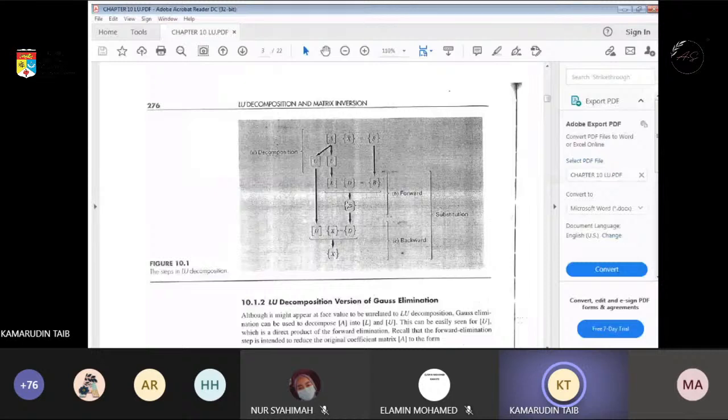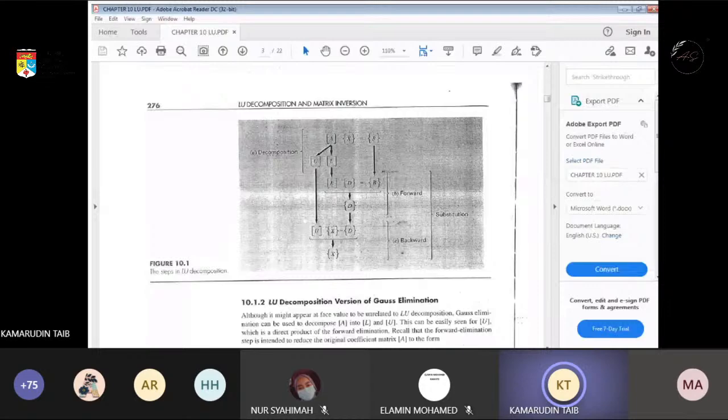Having the value for D, it will be the right hand side of the U equation. You bring it from the top, multiply U by x, which is the unknown we are trying to find, and equate it to D. Because this is upper triangular, we simply apply back substitution to get x. That's the steps involved in LU.